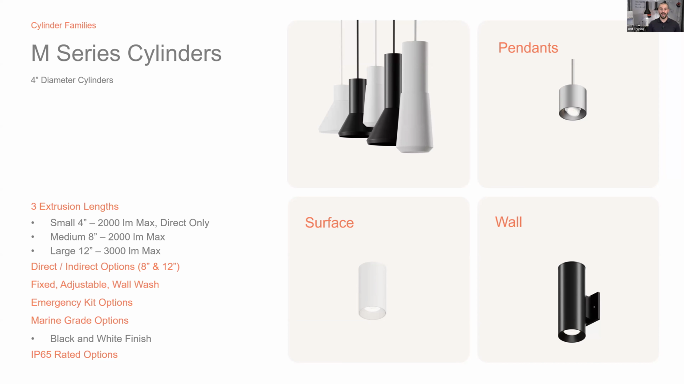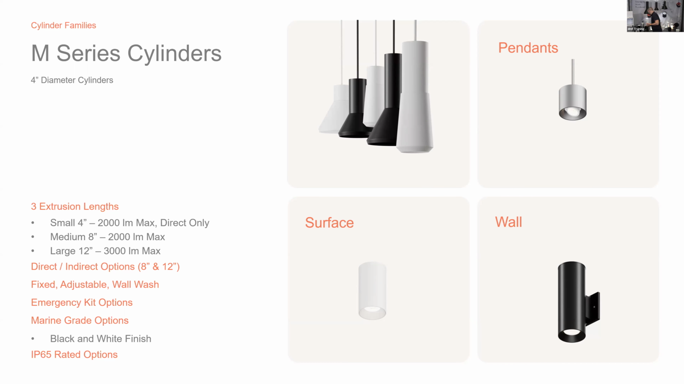So we have fixed downlight options here. We have an adjustable module available in this family, as well as a wall wash trim. So all of those can be configured in different variations. There are emergency kit options available here as well, so you can have emergency lighting out of these cylinders, which is a great feature. Like I mentioned, we have marine grade options and those IP65 rated options. So across all of the pendant, surface, and wall mounts, there are different options ranging for that.